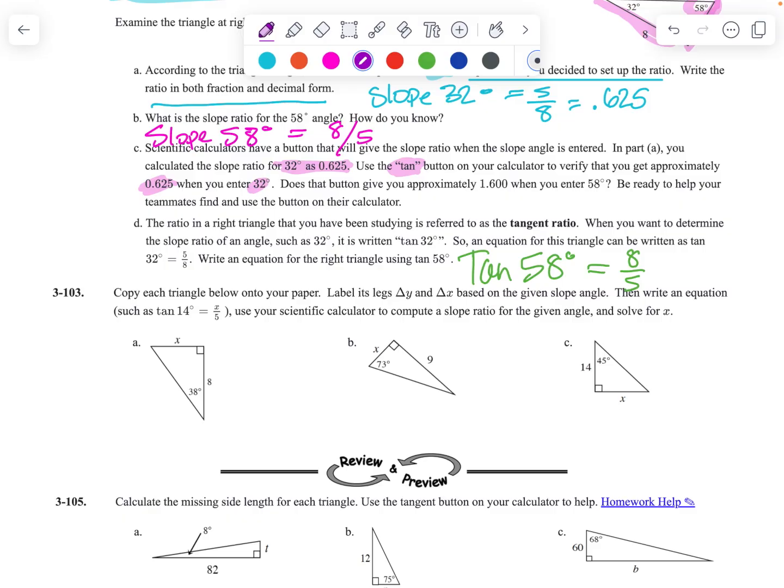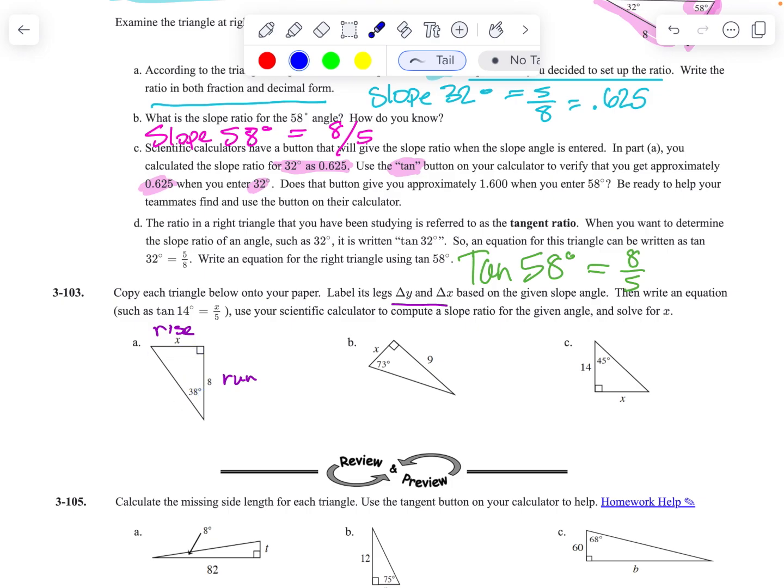Okay, so instead of using delta y, delta x, I'm going to say rise. This is my rise, and this is my run. And it might look backwards to you. You might be thinking, why is that the rise and run? It seems backwards. Well, because if this is my 38, then this is the rise compared to the 38.